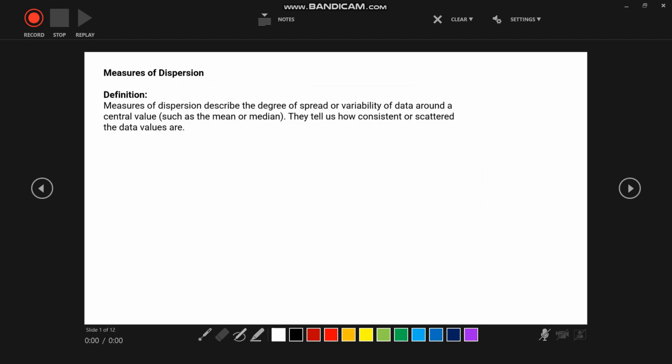So we have measure of dispersion. A measure of dispersion describes the degree of variability of data around a central value, such as mean or median. Now let's use two classes' scores for example.